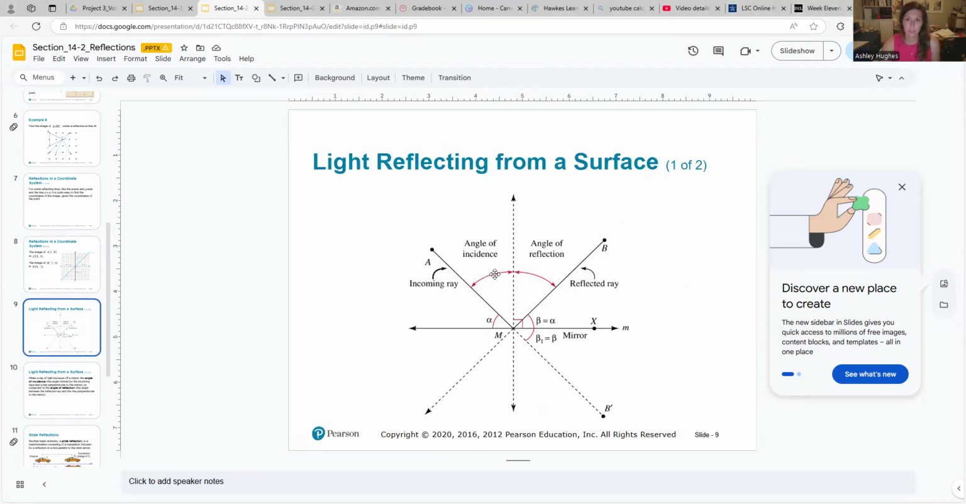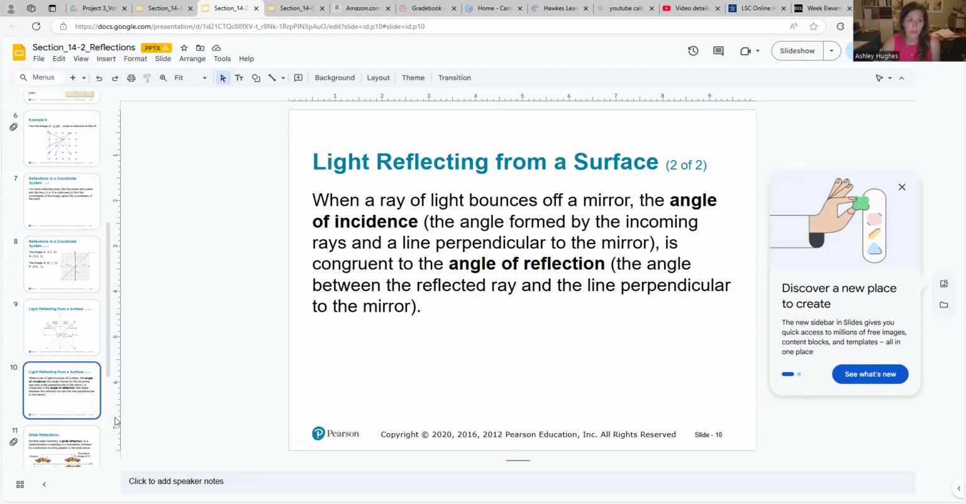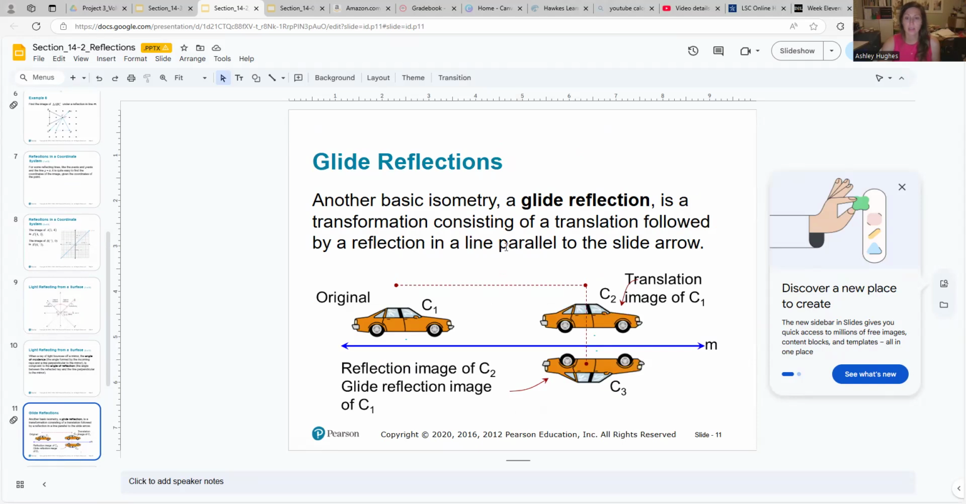And this is just sort of reflecting in another way across the surface with a ray. A glide reflection is when you have those two things put together. So it's translated, like a shift, and then it is reflected. So it's like a slide and then a reflection. So C3 is a glide reflection of C1.